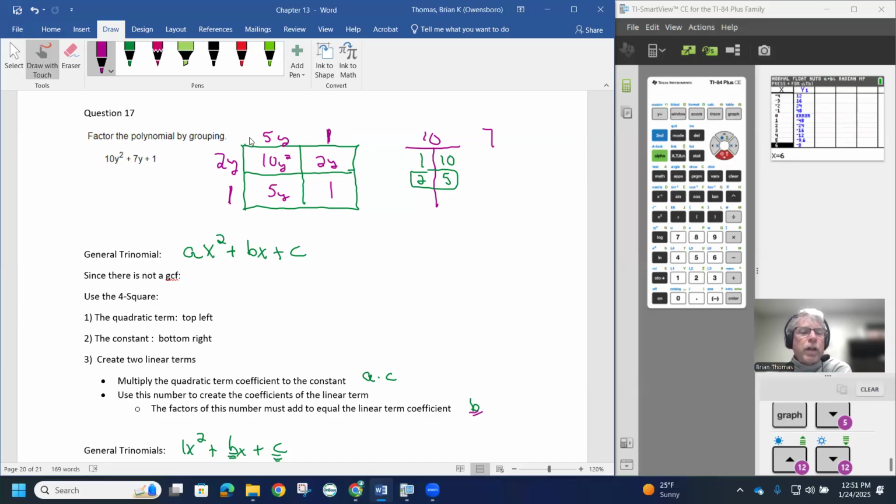Remember, the outer edges are our two binomial factors. So the 2y plus 1 becomes one factor, and the 5y plus 1 becomes the other factor. And we've completed it. It's now a factored polynomial.